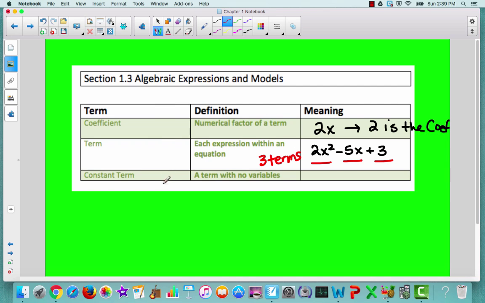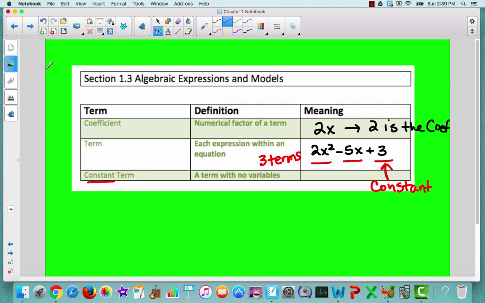Another word I'm going to use a lot is the word constant. And we talked about constant in an earlier unit, but a constant term is a term with no variables. So in the example up here, that 3 is a constant because it has no variables with it. A constant is something that just can't change. It's going to be 3 no matter what. No matter what x is, that 3 is going to remain the same.